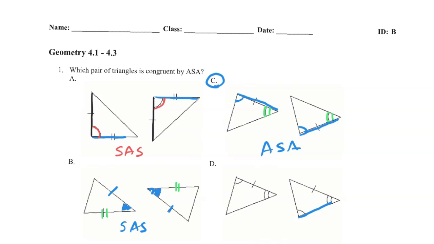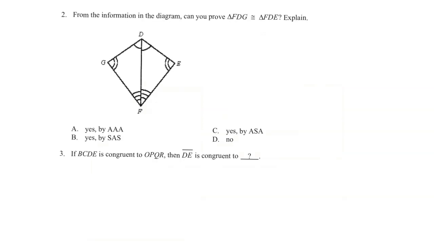Number three. If BCDE is congruent to OPQR, then segment DE, so the way I taught you in class was you want to look at the order. Here we have DE corresponds with segment QR. So segment DE is congruent to segment QR.